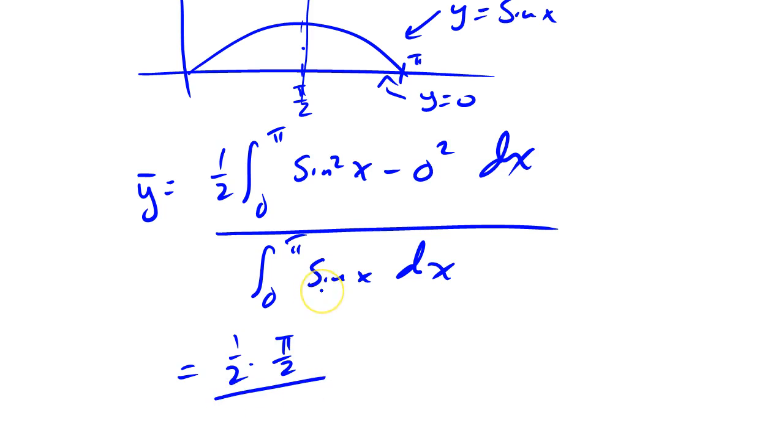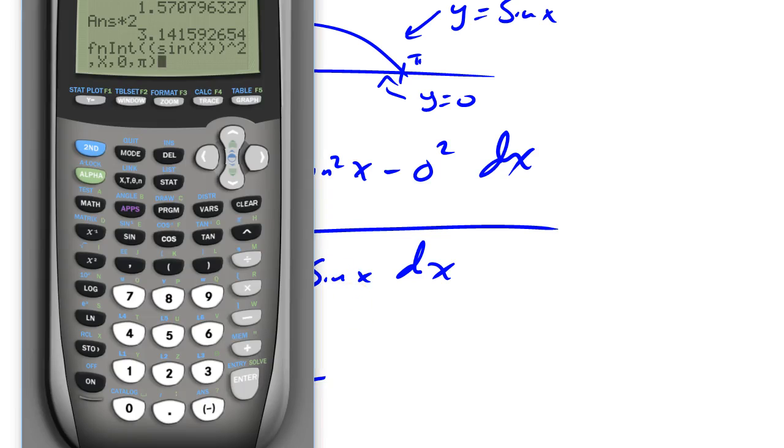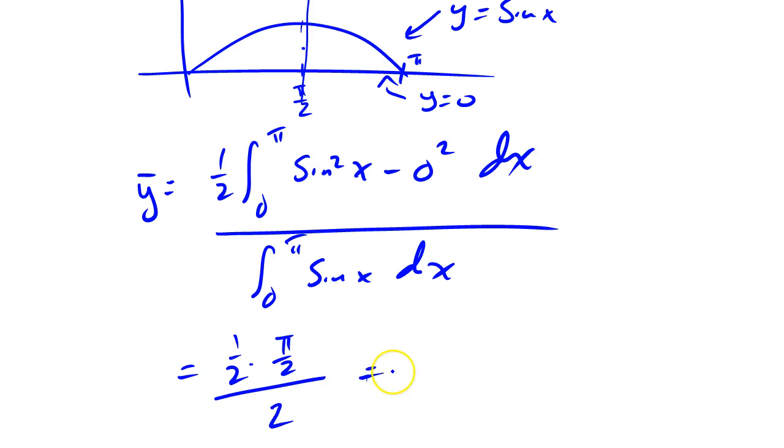Then divided by this integral down the bottom. And this integral is 2, but let's check that on the calculator. So this is the one I had before, and so now I'm just going to get rid of the squared on that thing. So delete, delete. Now I've just got the integral of sine x from 0 to pi, and it tells me 2, sure enough. Okay, so this is divided by 2 for a grand total of pi over 8.